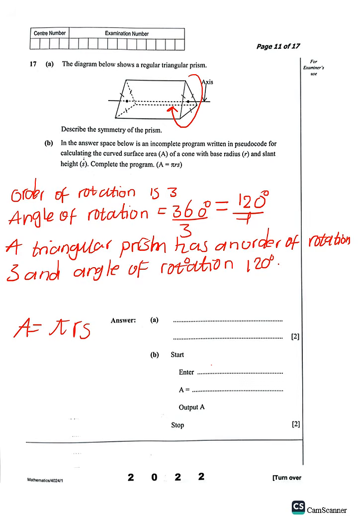Okay, so the first one, start, enter. So we enter radius and the slant height. So radius and slant height, these two distances represent the inputs. Then for the second one here, we are going to say area is equal to pi times r times the slant height. Then the output area, stop. So that is our answer.